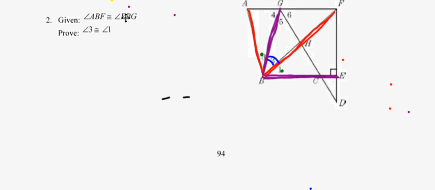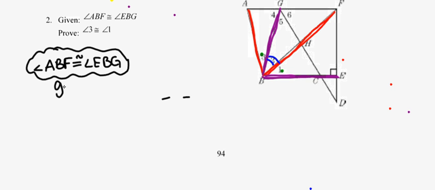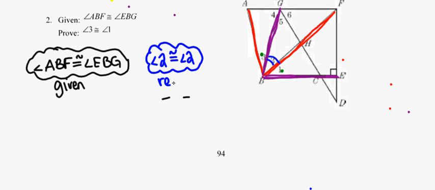So I'm going to go ahead and start with these big angles, angle ABF and angle EBG. I know they're congruent to one another because I'm given that they're congruent to one another. I know that I need to subtract angle 2 from both of those, so I'm going to use reflexive property to introduce angle 2 into my proof. And now I'm going to use my subtraction.